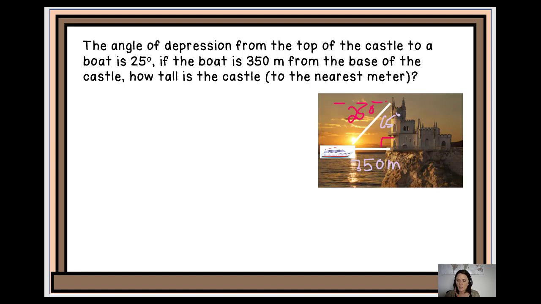So we need to figure out the height of our castle, or in other words, X. So if I look at the angle up at the top, so 350 is opposite, and the X is the adjacent. So again, it looks like we're using tangent. So tan 65 degrees equals 350 over X. Okay, so the X is in the denominator, so we're going to go ahead and swap tan 65 with our X.